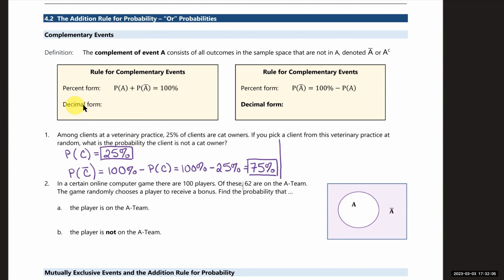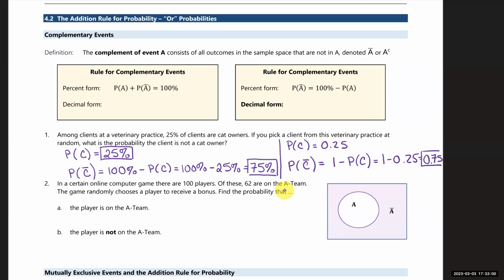We will typically be working in decimal, so I'm going to write each of these rules in decimal form. Here I just wrote the rule for complementary events by solving it for the probability of the complement. So the probability of not A would be 100% minus the probability of A. Let's do this in decimal, and I'm going to write the given here in decimal. So the probability of being a cat owner would be 0.25. So the probability of not being a cat owner, instead of saying 100% would be our sample space, in decimal, that's 1. So one whole group of clients at the practice. And if we remove the probability they're a cat owner, the same process as before, we're just working in decimal. So that's going to be 0.75.